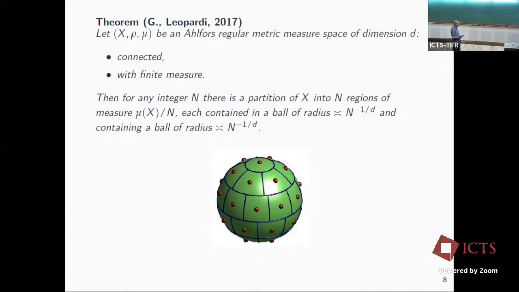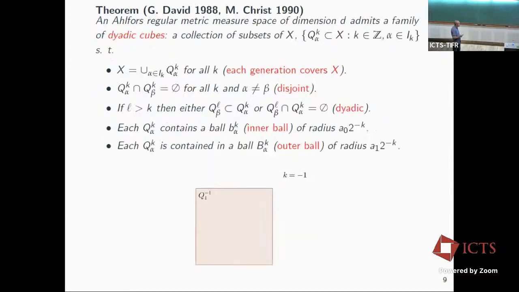So not only is the diameter as small as it can be, but it in fact contains a ball of essentially the same diameter and is contained in a ball of, again, the same radius, okay? So for our proof, at least for the case of Ahlfors regular spaces, we need this result, the dyadic cube decomposition of space.